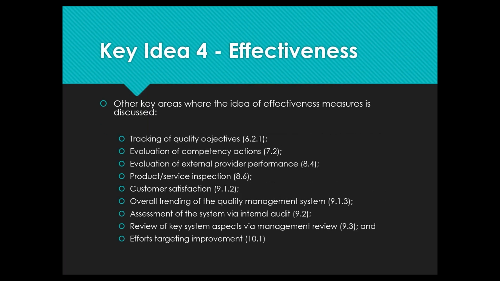So again, here's a long list. As you can see, this is a very long list of all the different ways in which you are expected to measure the effectiveness of what's going on within your quality management system. We have things like tracking quality objectives, 6.2.1, performing product and service inspection, 8.6, measuring customer satisfaction, 9.1.2, doing the internal audit process, 9.2, having management review meetings, 9.3, and so forth. Again, this idea of effectiveness is pervasive, and it's part of the larger quality culture, if you will, that exists within ISO 9001.